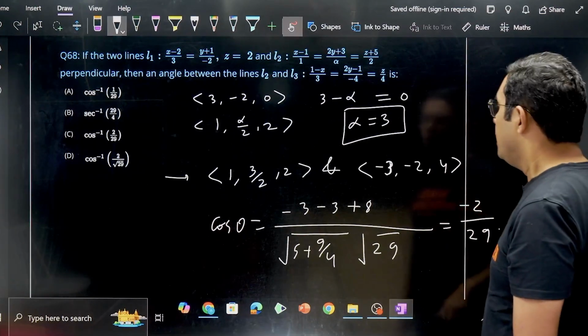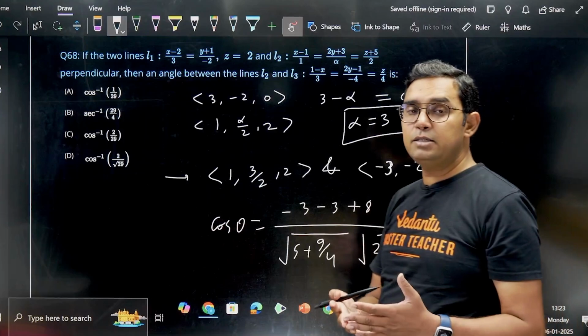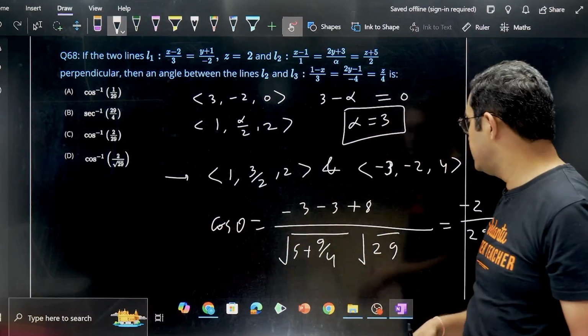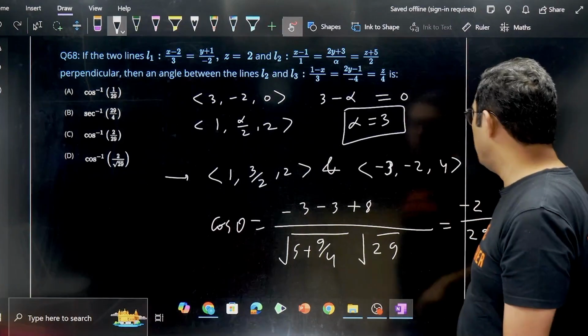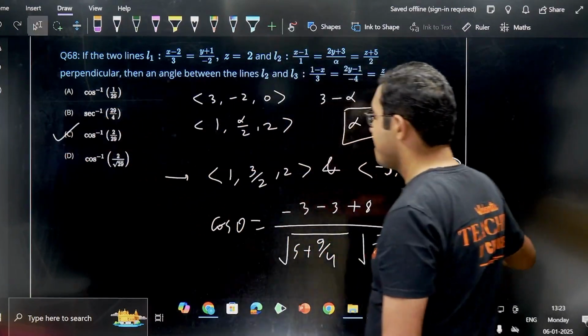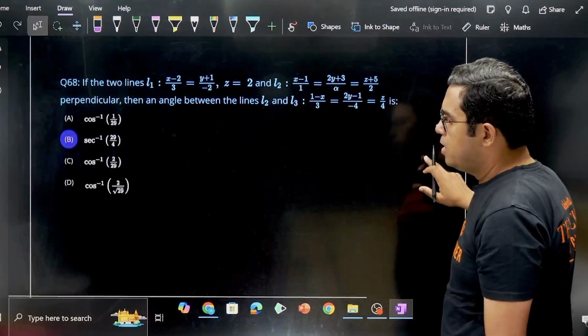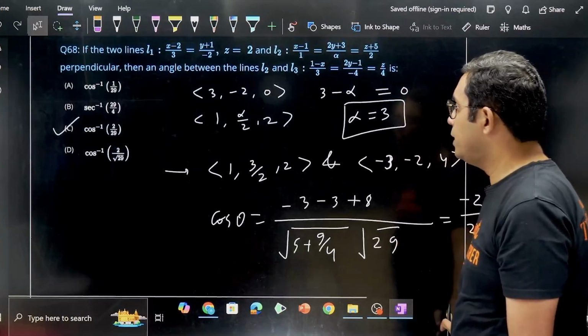Minus 2 upon 29. But if we are looking for the acute angle, because for straight lines, I think the angle can be defined from both sides. This is for the obtuse angle. If we take the acute angle, then the cos theta value will be 2 upon 29. So the answer for this should be C. They are giving B. Let us see what's the problem here.